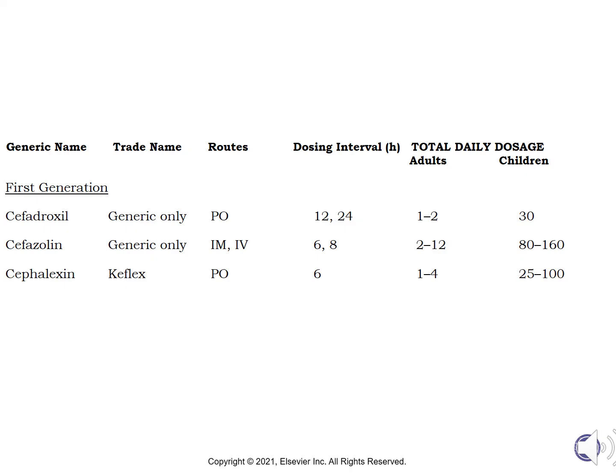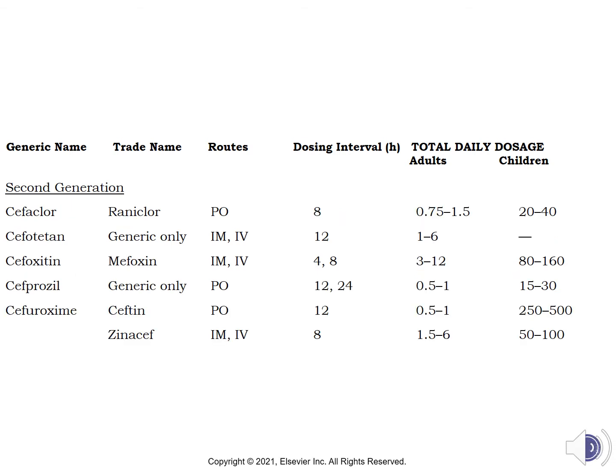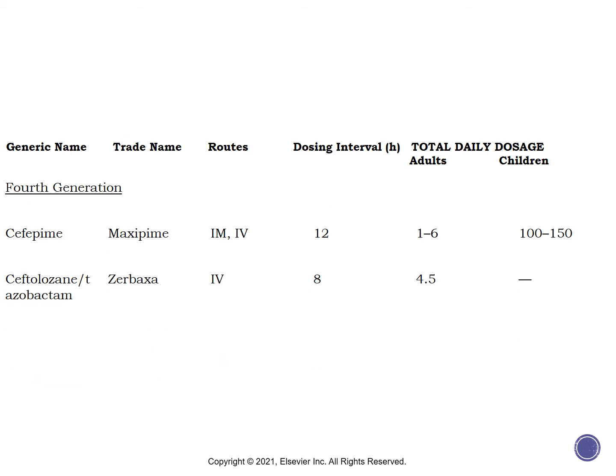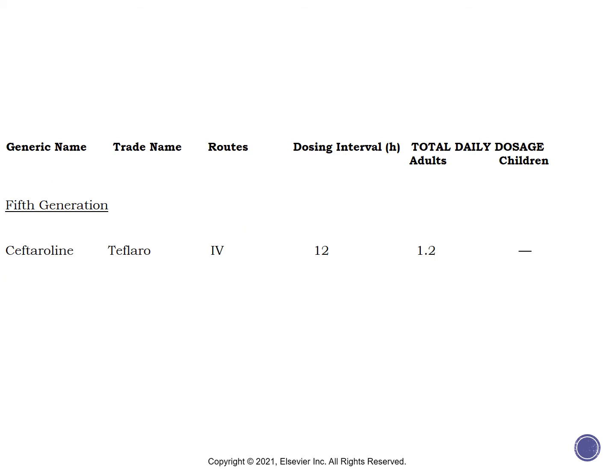This table reveals first-generation cephalosporins, the trade name, routes, dosing intervals in hours, and adult and child dosing. This table reveals the second-generation cephalosporins, the trade names, routes, dosing intervals in hours, and adult and children dosing. The table here reveals the third-generation cephalosporins, the trade names, routes, dosing intervals in hours, and adult and child dosing. This table reveals the fourth-generation cephalosporins, the trade names, routes, dosing intervals in hours, and the adult and child dosing. Lastly, this table reveals the fifth-generation cephalosporins, the trade names, routes, dosing intervals in hours, and child and adult dosing.